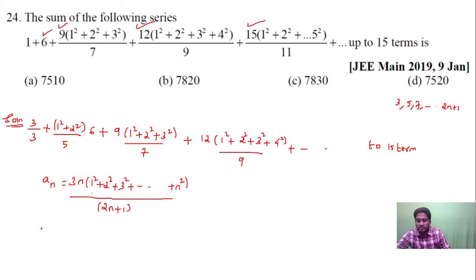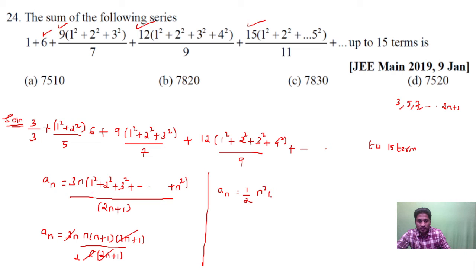Now if I find the general term, an is equal to 3n into (1 square to n square), which is n into n plus 1 into 2n plus 1 upon 6, and then divided by 2n plus 1. Now 2n plus 1 will cancel 2n plus 1 and this will cancel 2 times. So I get the nth term an is equal to 1 upon 2. And if I multiply, you will get n square into n plus 1, which is 1 upon 2 into n cube plus n square. So this is an.